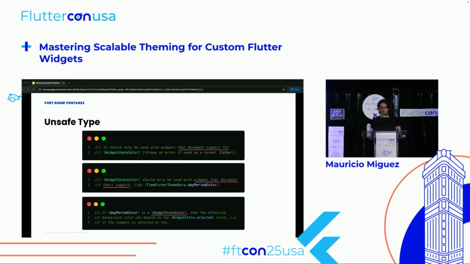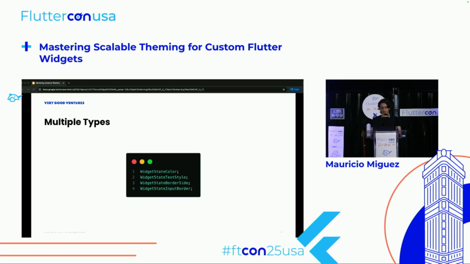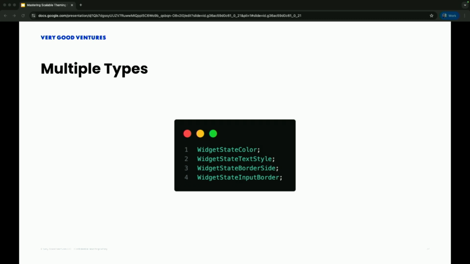Another example, it says if the color is of type widget state color, then the effective background color changes based on state. So you need to rely on documentation to avoid errors in your implementation. And this is very tricky because documentation is not always up to date. So it's not a type safe class. And lastly, an obvious one is that it has multiple types around it. You have widget state color, widget state text style, widget state border side, and you have to memorize all these APIs and know that they exist.